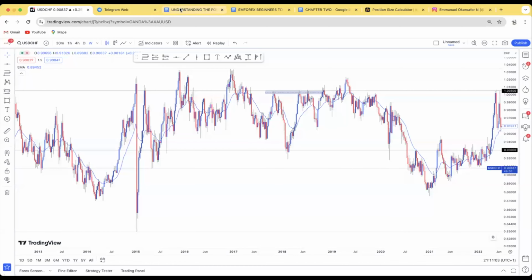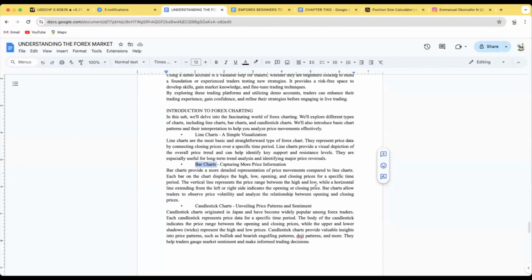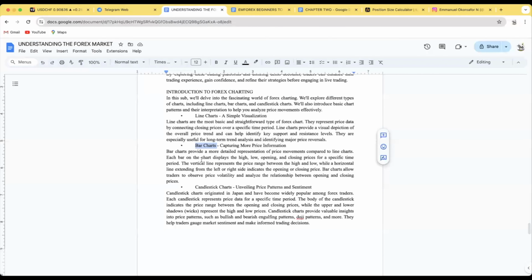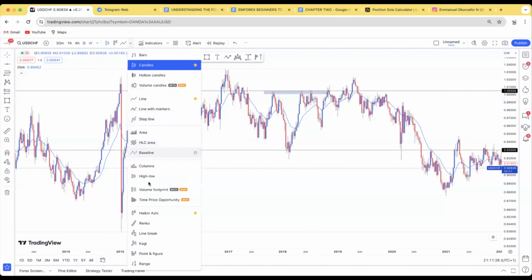Okay, so let's see, we have the bar chart. The bar chart provides a more detailed representation of price movement compared to the line chart. Each bar on the chart displays the high, open, low, and close price for a specific time period. So let's go over the same details the bar chart gives, the same details the candlestick gives.